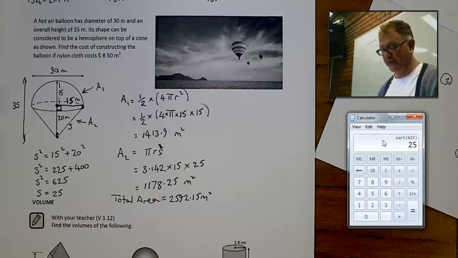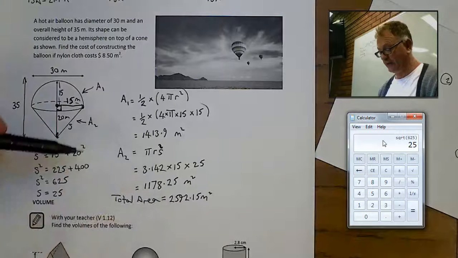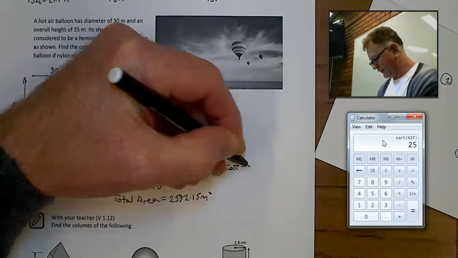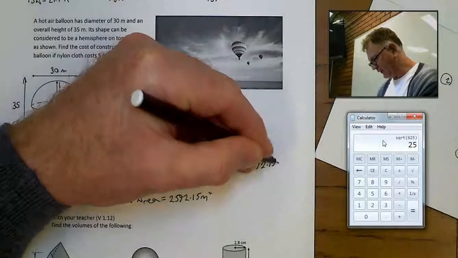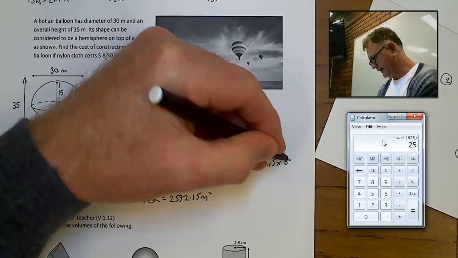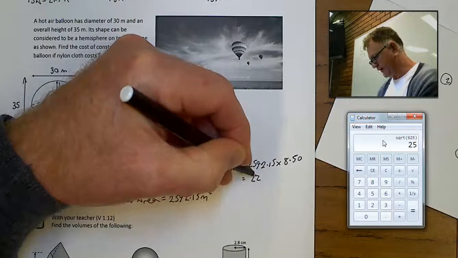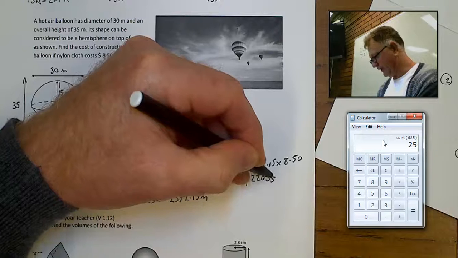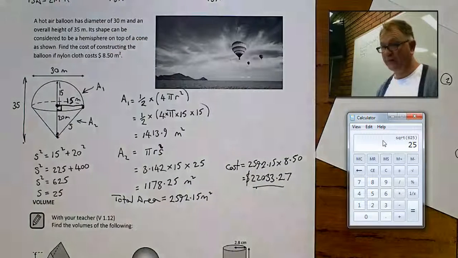We're nearly finished, but not quite, because the question said how much is the balloon going to cost. Each square metre costs $8.50. We've got 2,592 square metres, so the cost is going to equal 2,592.15 times the price per metre, $8.50 per square metre. It works out to be $22,033.27. Balloons are very expensive.